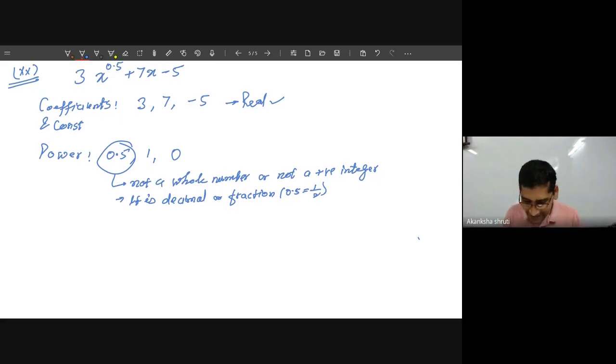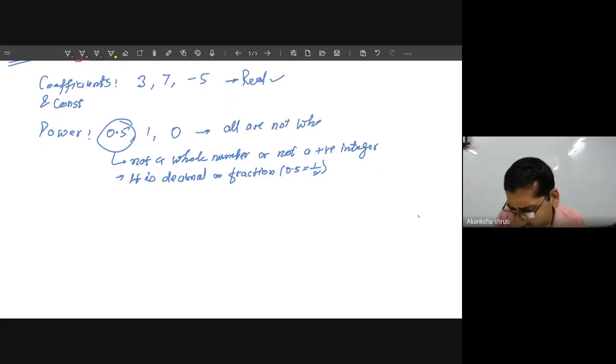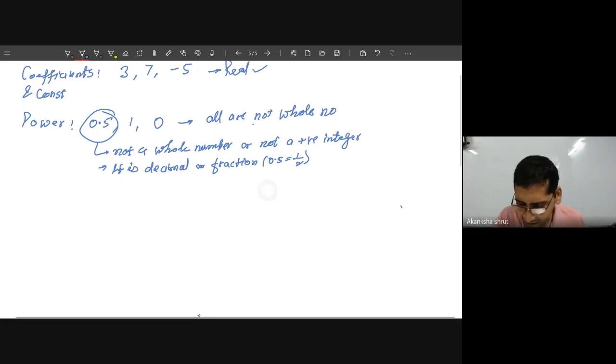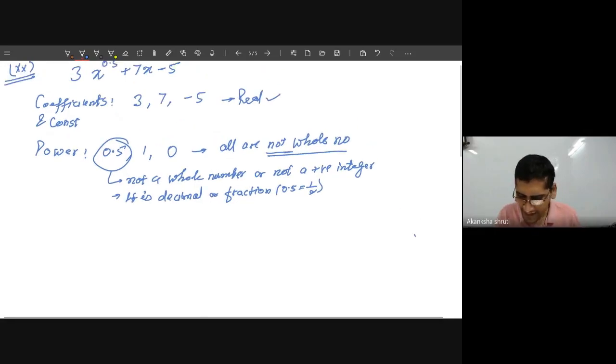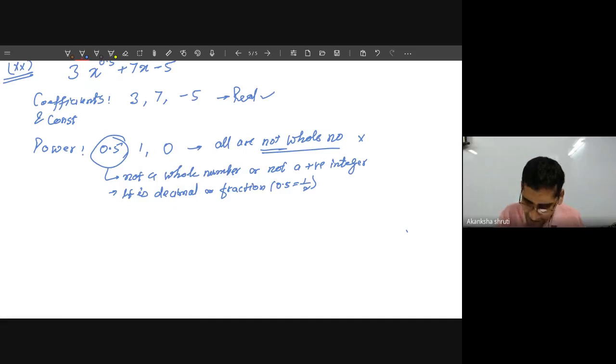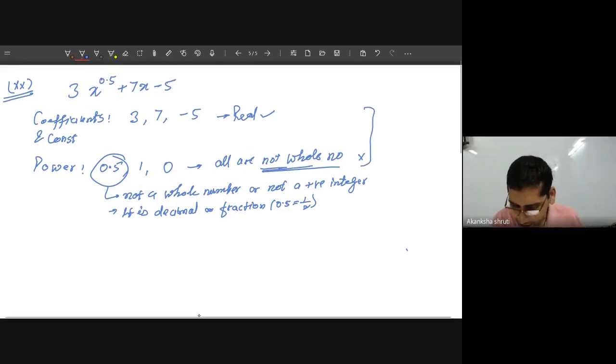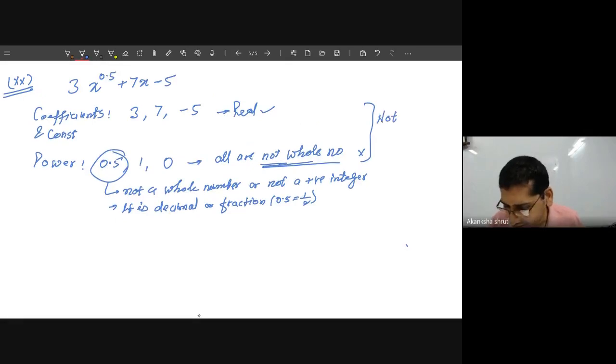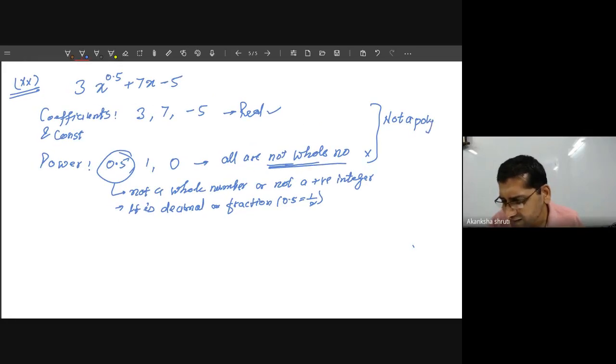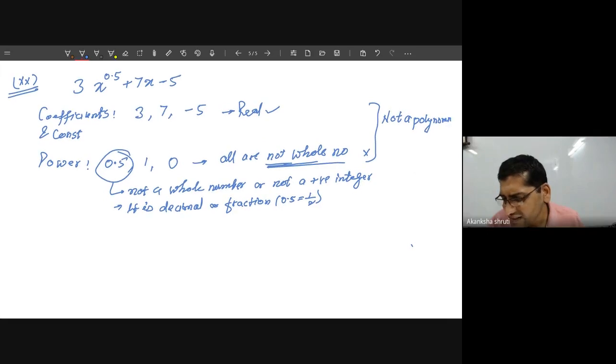So students, what is the condition? The condition is it should be a whole number. Is it a whole number? No. So all are not whole numbers. When any one of these is not a whole number, then because of this condition it cannot be a polynomial. Getting it, students? So it is this one.